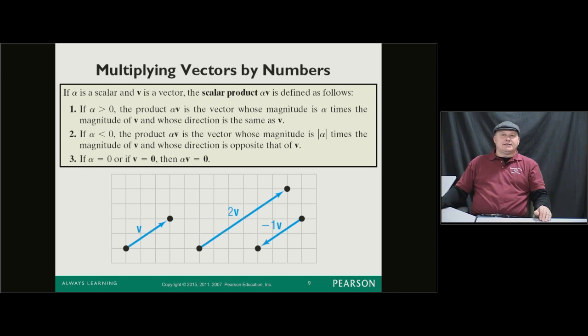So if it's positive, it just shortens or elongates the vector depending on what alpha is. Now, if it's negative, it does the same thing, except this time it goes in the opposite direction.